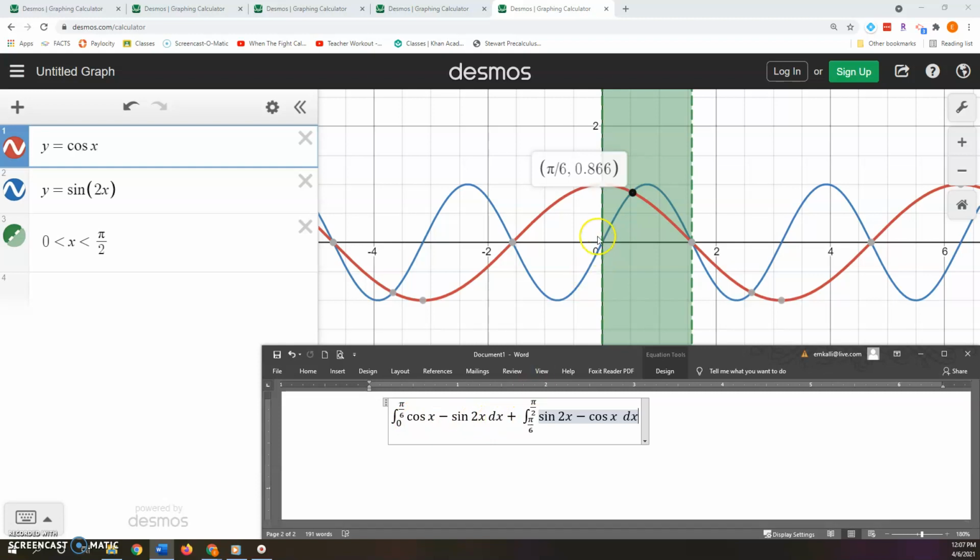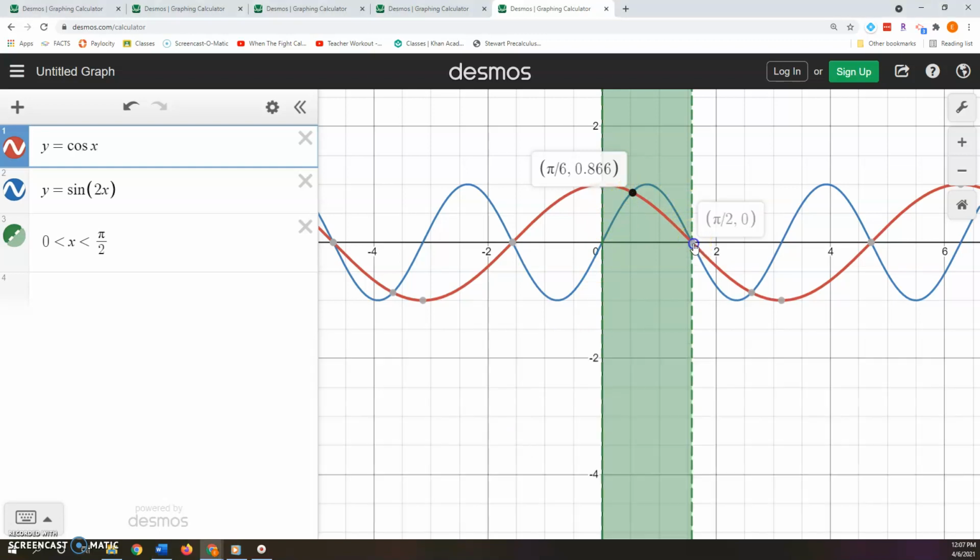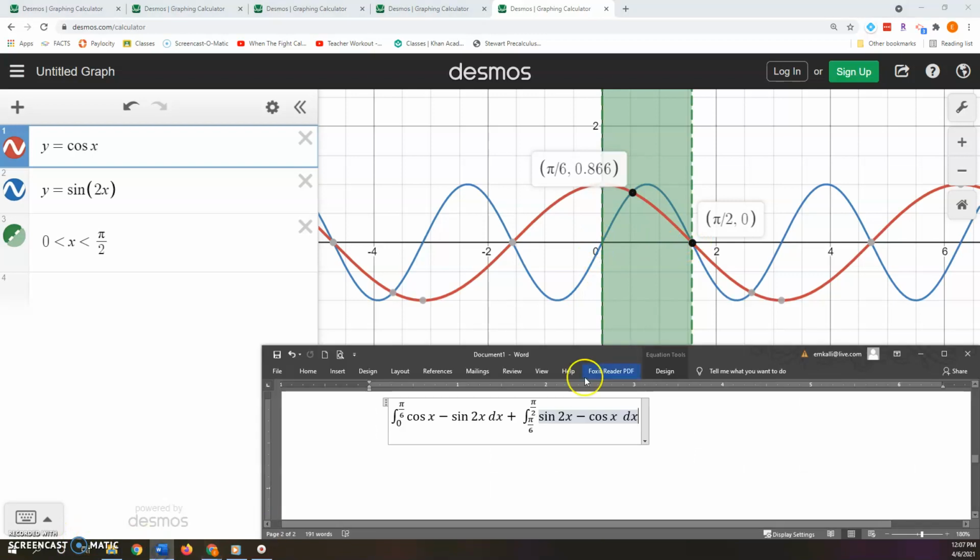So that's the first part, from here to the pi over 6 point. Then the blue function's on top and the red function's underneath. So it's going to be sine 2x minus cosine x. And this is from pi over 6 all the way up to pi over 2. Okay, so that's how I got my integral for that. And then you would calculate these separately. You do this integral first, then you do this integral.